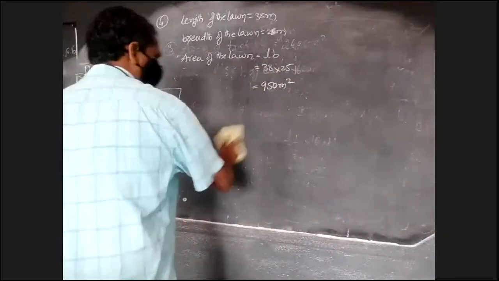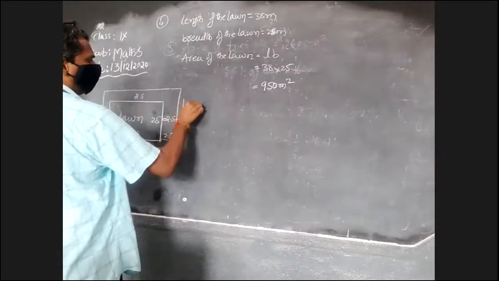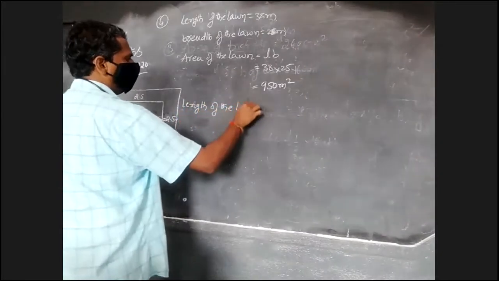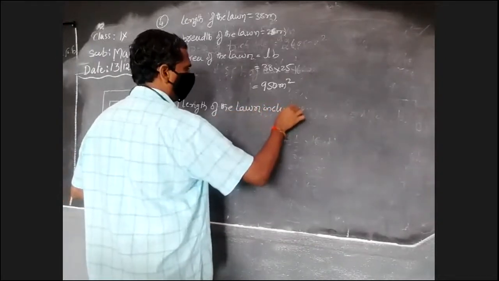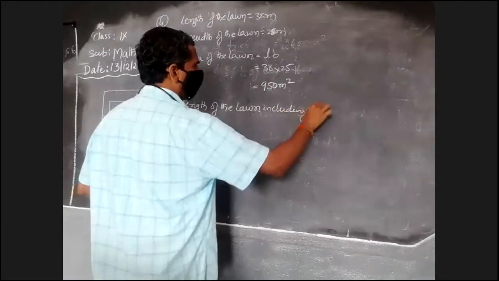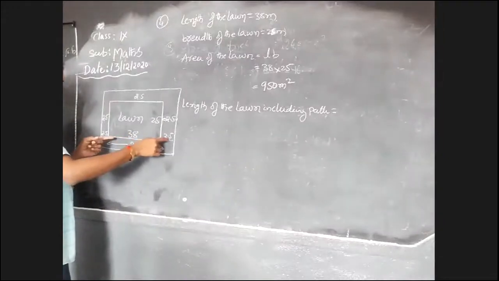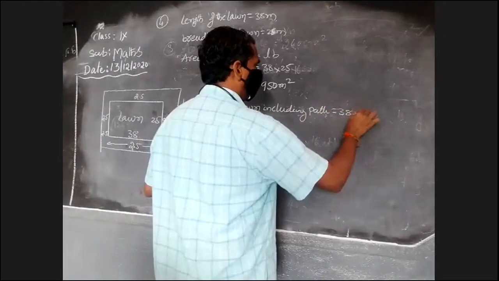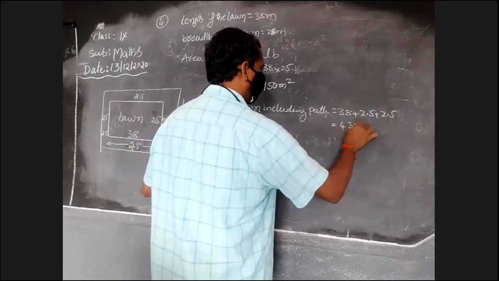Including the length of the lawn, including path. What is the length of the lawn? It is 38. The path width is 2.5 and 2.5. So that is 38 plus 2.5 plus 2.5, so that is 43 meters.